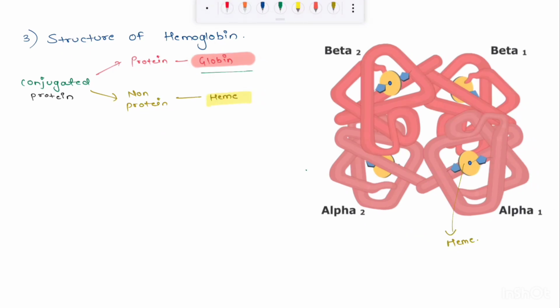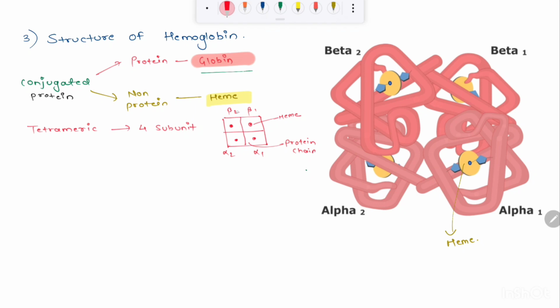Hemoglobin is a tetrameric protein. Tetrameric meaning having 4 subunits. So here I will draw a simple representation. We have 4 subunits and in between, at the center, there is the heme group. So this is your heme and these are your globin chains, or the protein part. Each subunit has a heme group and a protein chain.